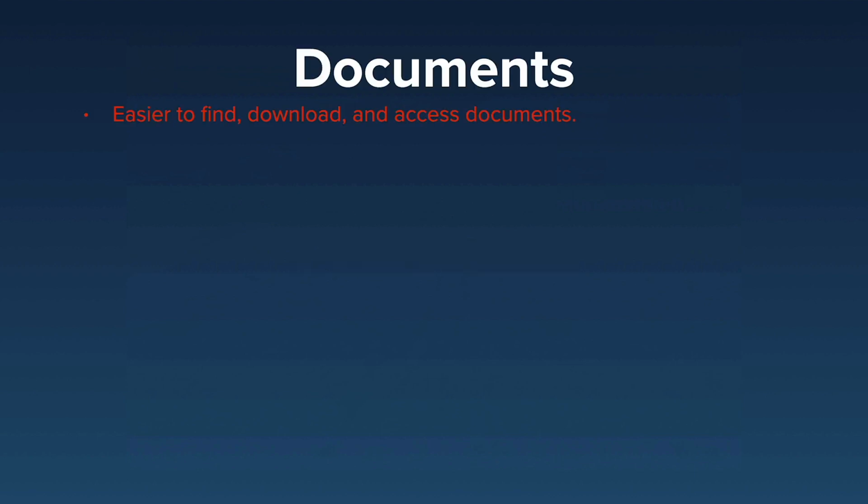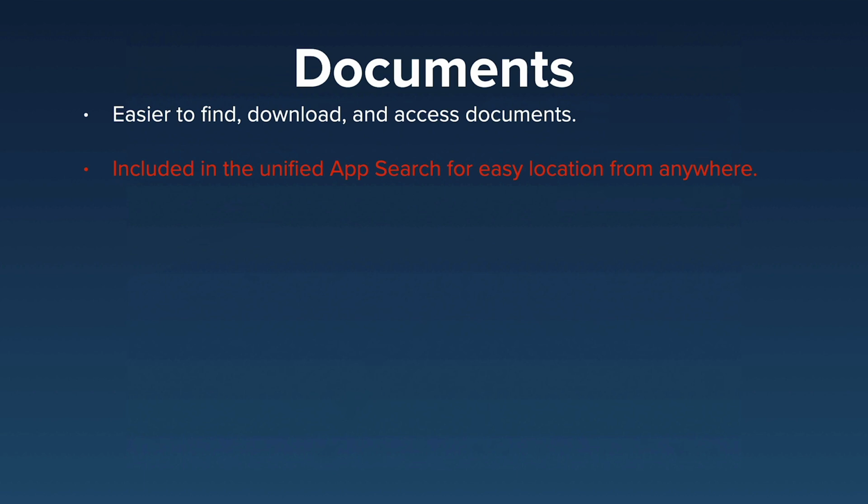Now let's move to documents. As mentioned at the beginning, we completely overhauled our documents section in 2019. We refer to it as Documents 2.0. I think you're going to find that documents are now easier to find, they're easier to download, and much easier to access. Those documents are also included in the unified app search that you have at the top of every page.